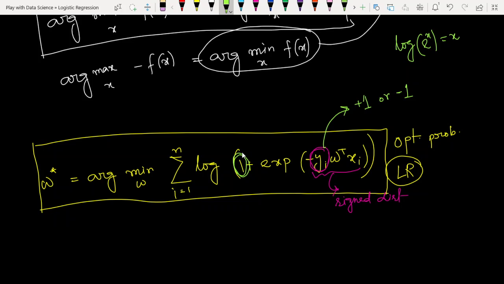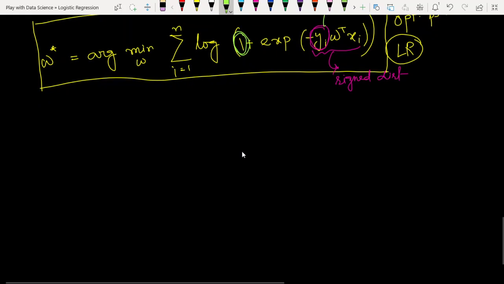Actually, log is a very interesting function in the world of machine learning and artificial intelligence. It transforms the exponential world to the linear world. Similarly, if we want to multiply, log functions convert multiplication into addition. Okay, this is our main optimal function.